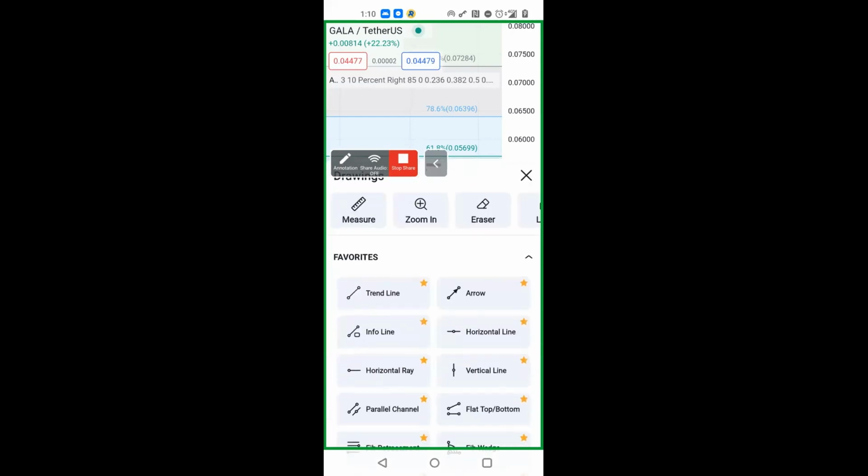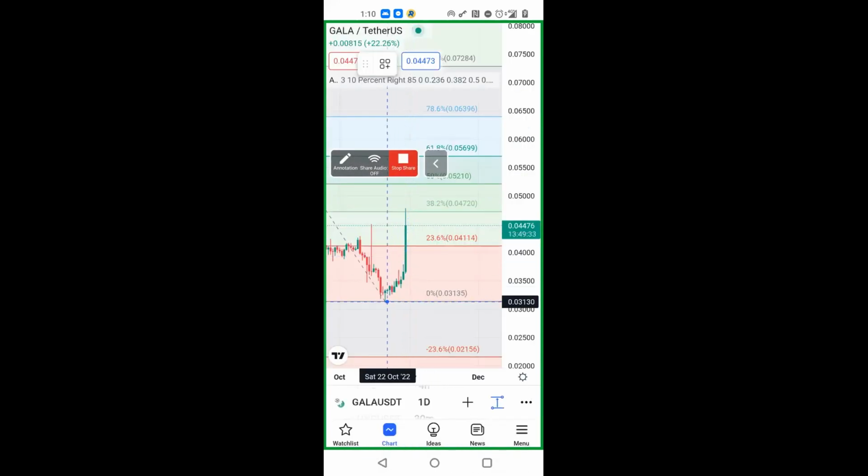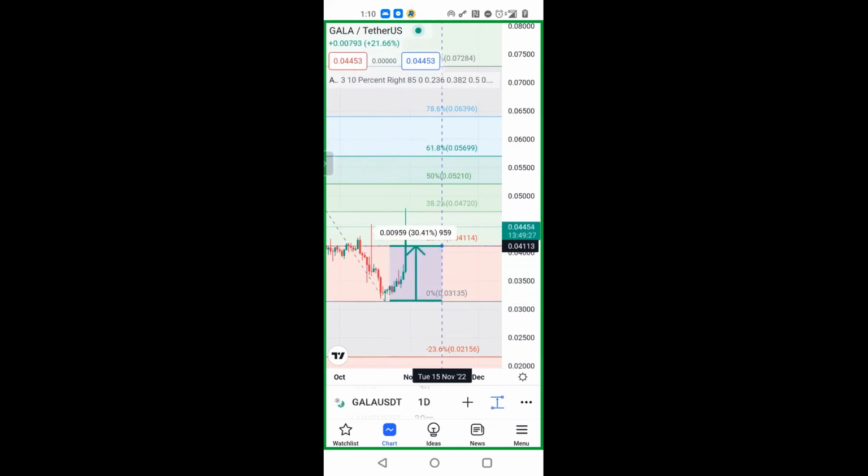I tap on my pencil, then come to this area called price prediction and measurement, which has an area called the price range. So you tap on it, it appears in your screen. If I know it, I'll just get in from here, and my take profit will be here, and that is 30%. Because I know the principle, that these lines act as support and resistance. And I know an important area. So I get in, my take profit is 30%.